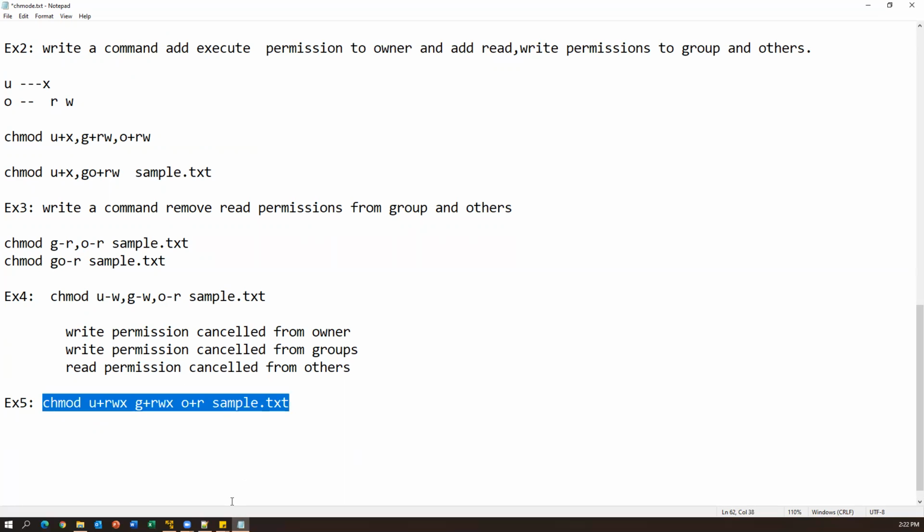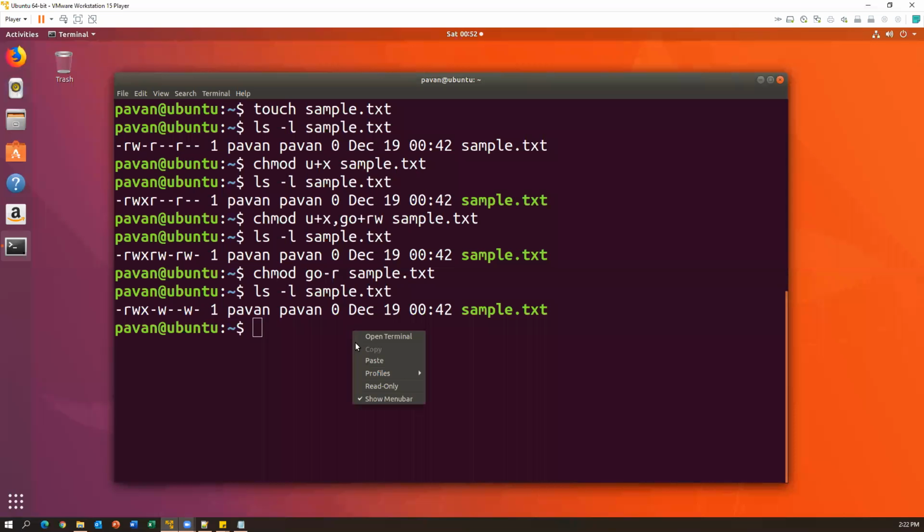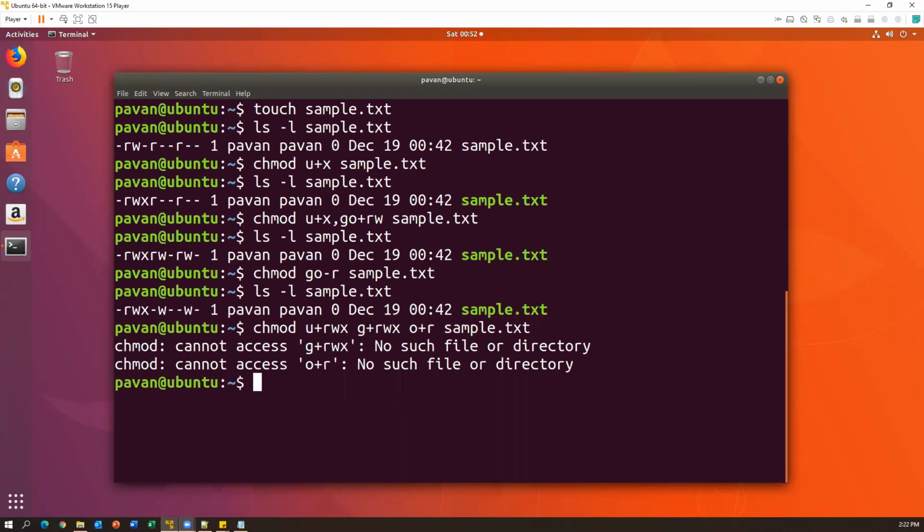Let us try to execute this command and see. Here it says cannot access sample.txt, because it already has some different types of permissions. Here we are basically adding and removing the existing properties. Before executing these commands, I need to give commas here: comma, and comma, and the third command. Let me execute this command now. No spaces.